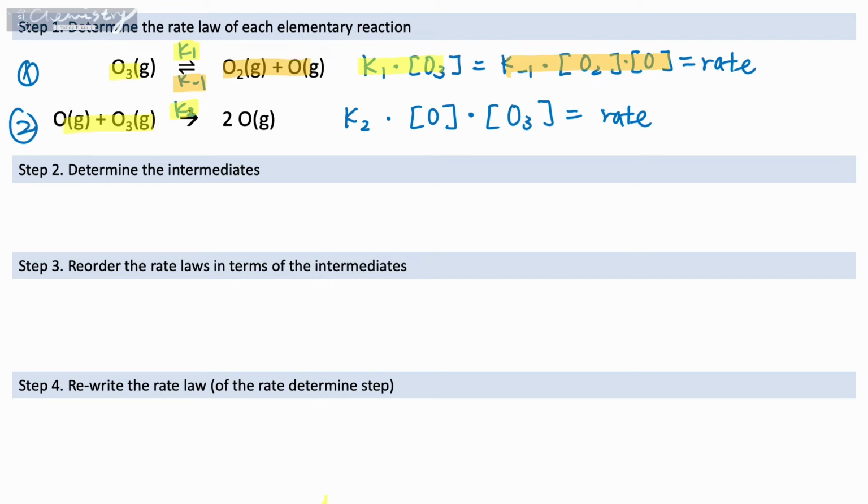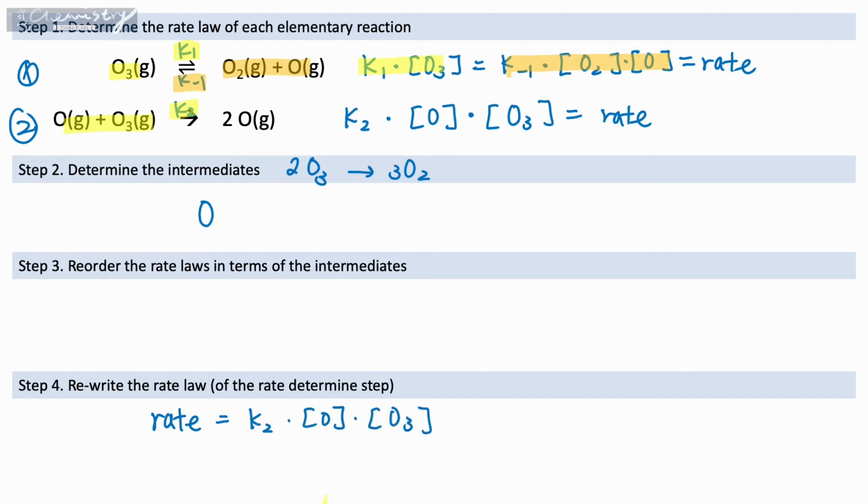And then the next thing we have to do is to determine the intermediates. Recall that our overall reaction looks like this. So anything that is not O2 and O3 is an intermediate. That means that the intermediate is going to be O, atomic oxygen. Number 3 is to reorder the rate laws in terms of the intermediate. But before we do that, check number 4, which says to rewrite the rate law of the rate determining step. Out of step 1 and step 2, the rate determining step is the slowest one, so it's the second one. So our rate determining step is this one, and this is the rate law.